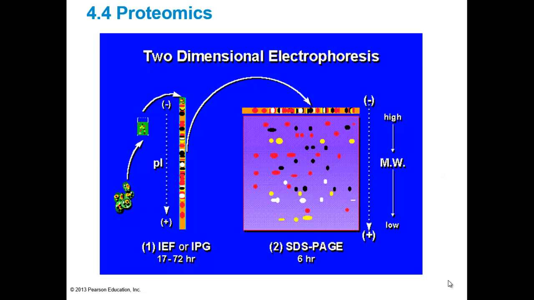Now, when you run a 2D gel, in the first dimension, you're just going to take this and actually run it in a column based on isoelectric points. So you only have one sample. And on a normal 1D gel, you have many samples that you run in one dimension. So here you start out with one sample, and you run it based on isoelectric point with isoelectric focusing.